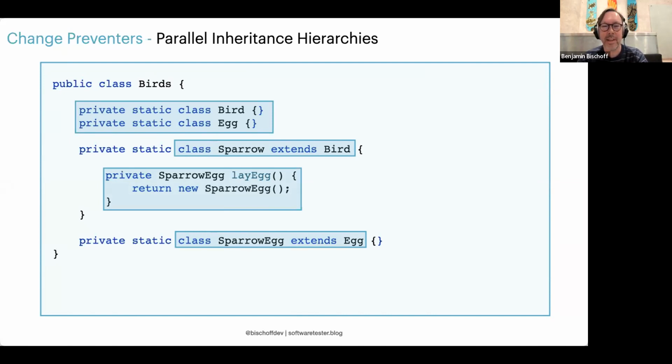And the problem with this is whenever you want to add a new bird, you have to extend another bird and another egg. So you have two parallel hierarchies that you have to keep in sync.